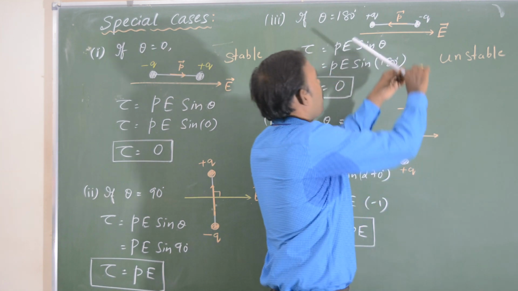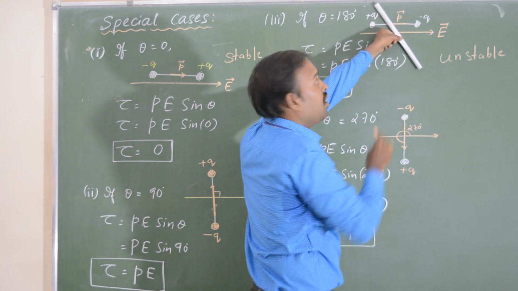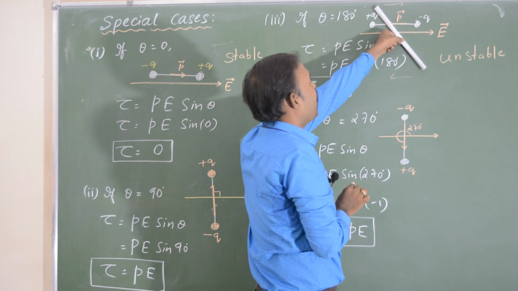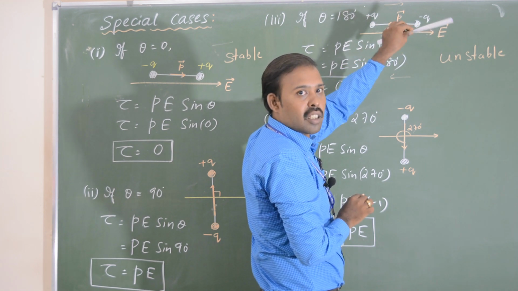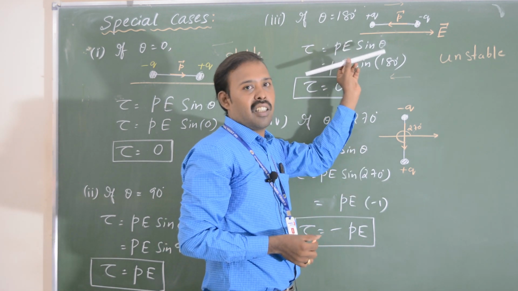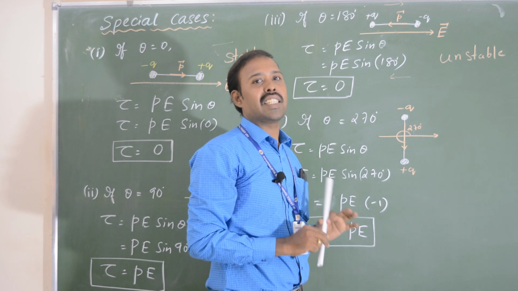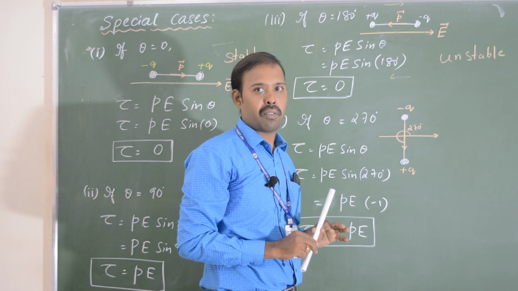So for example, now the dipole is like this here. I will disturb it like this. One force will be acting like this, another force will be acting like this. What happens? It will not come back to its own position. Instead it will move like this. So when the dipole is opposite to the direction of electric field, it will be in unstable equilibrium. I hope you understand what is stable equilibrium and unstable equilibrium.